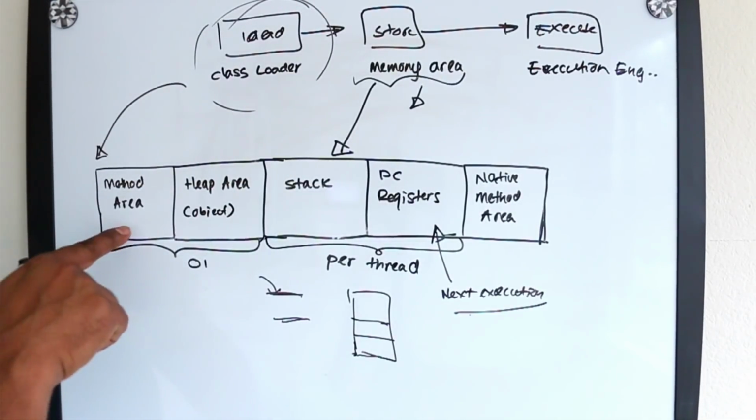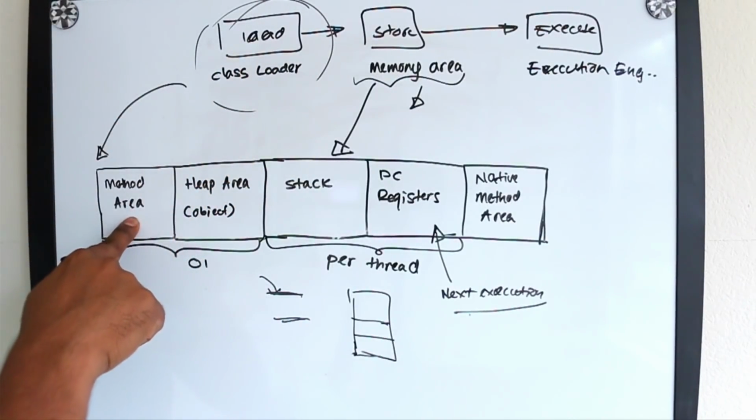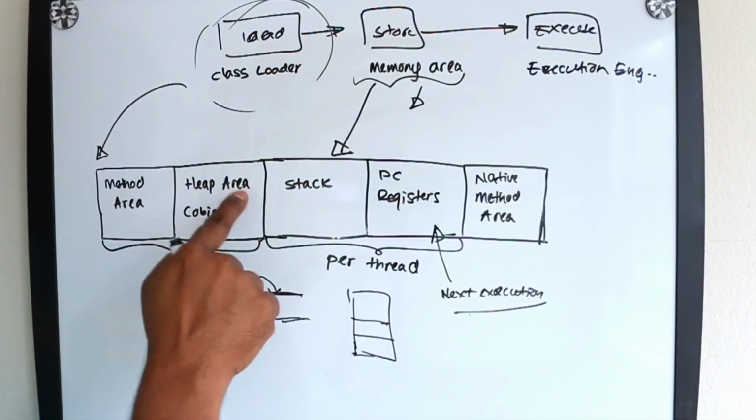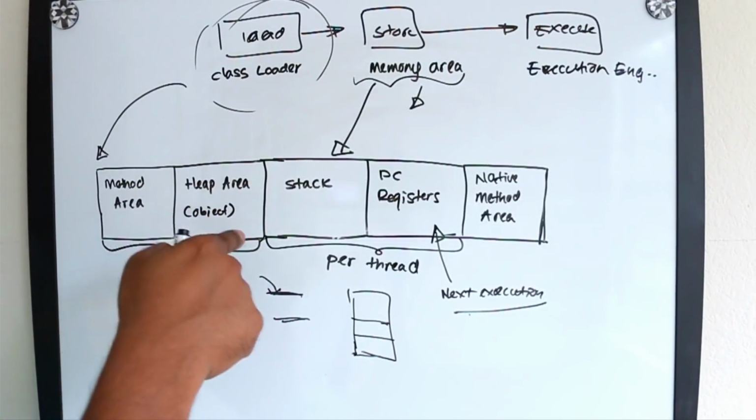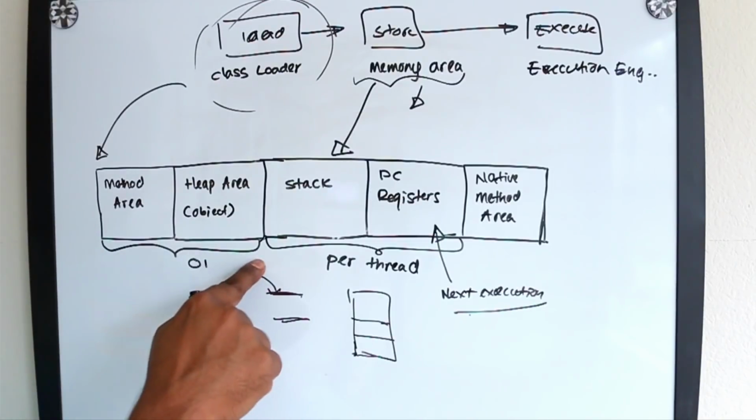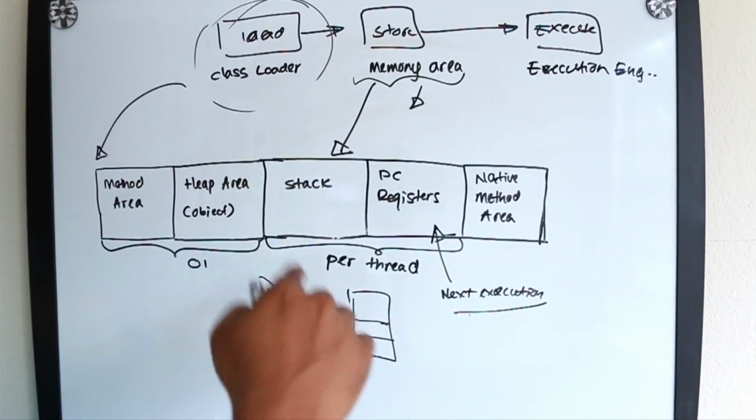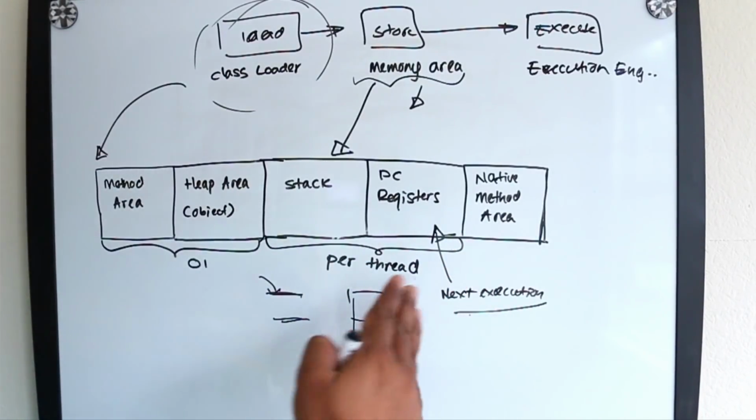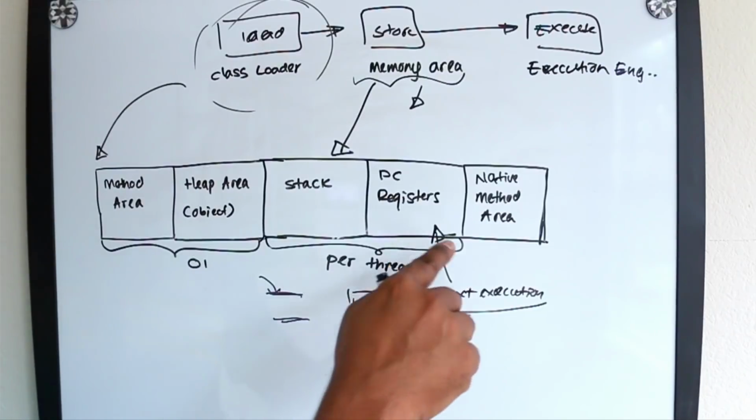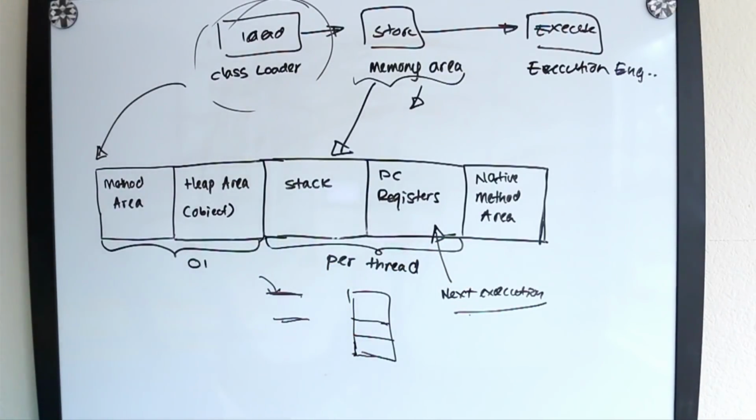So to go back again, the method area will load the class information and type information, and the heap area will create objects and hold the object information. This is one per JVM, but stack and PC registers are created per thread. On a per thread basis, the stack holds your method information, local variables, and those.